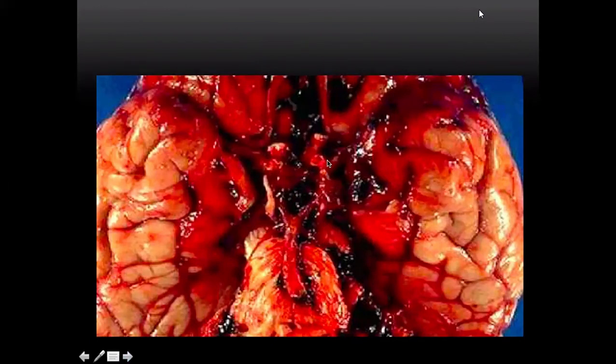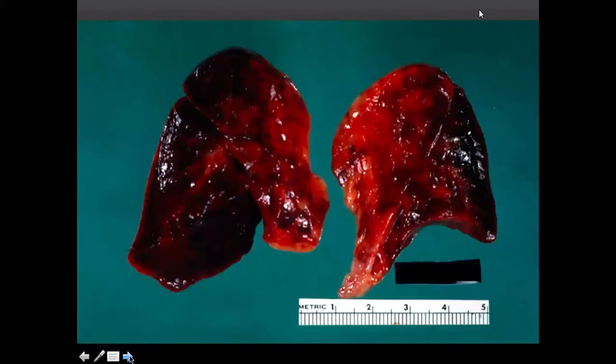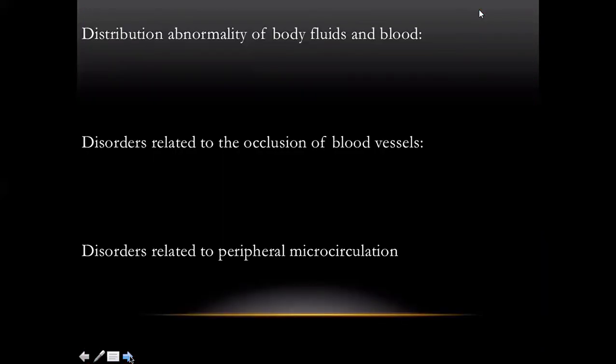Kasi di ba malalaking blood vessels yan. So a branchial rupture can cause cerebral hemorrhage or subarachnoid hemorrhage. So this is also in the lungs, pulmonary hemorrhage. Hindi mo na makikita ang mga alveoli, because they are covered now with blood. There's a hemorrhagic necrosis.